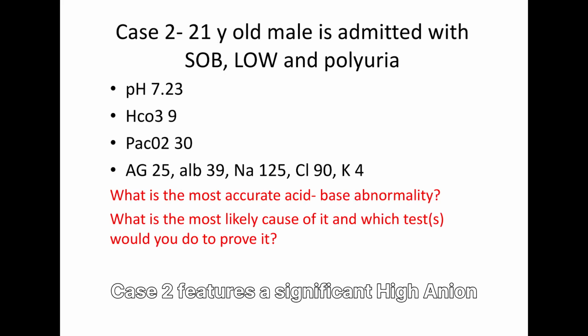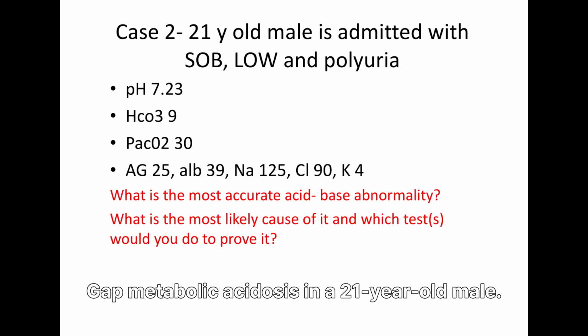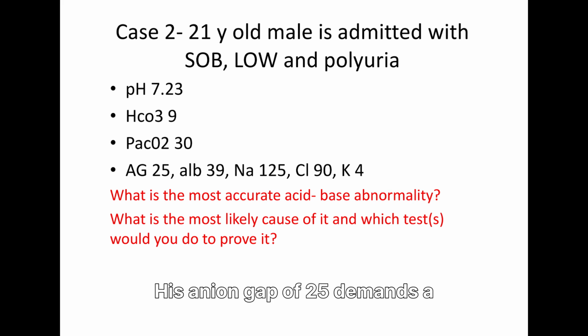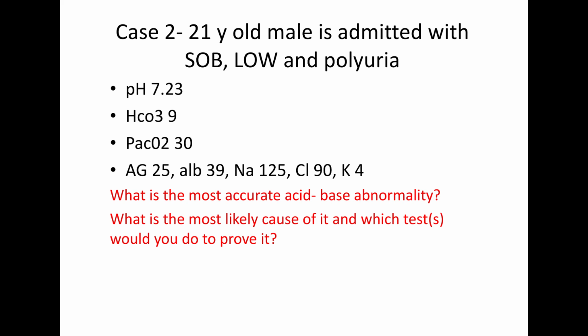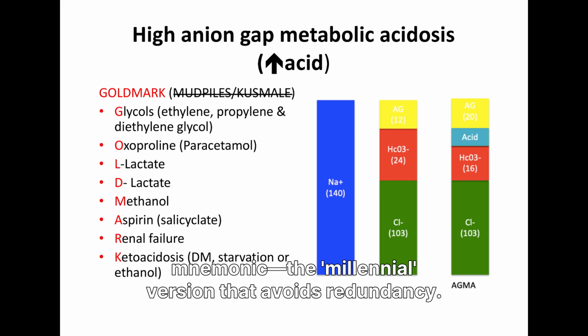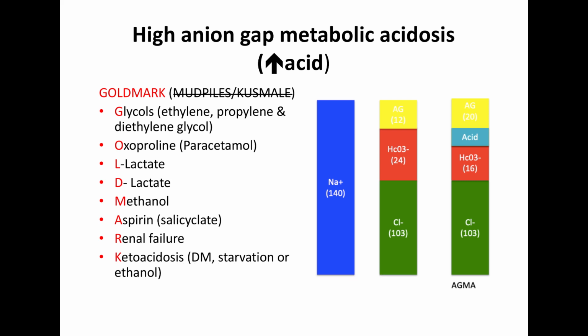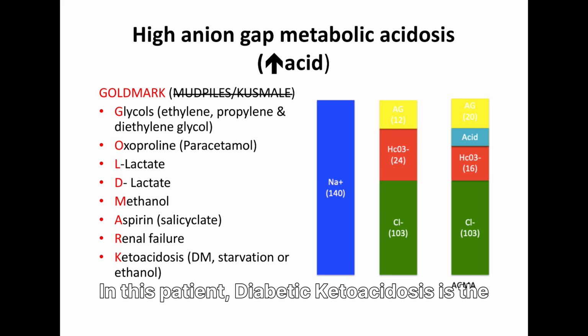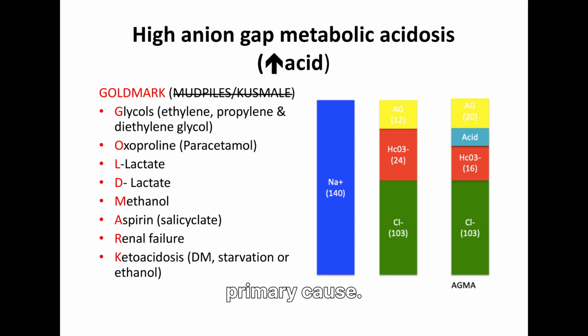Case 2 features a significant high anion gap metabolic acidosis in a 21-year-old male. His anion gap of 25 demands a systematic clinical investigation. For HAGMA, we now use the GOLDMARK mnemonic, the millennial version that avoids redundancy. In this patient, diabetic ketoacidosis is the primary cause.